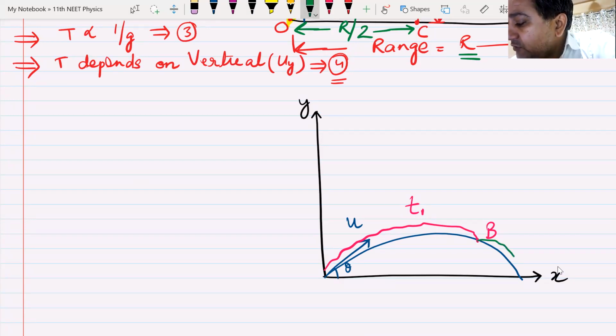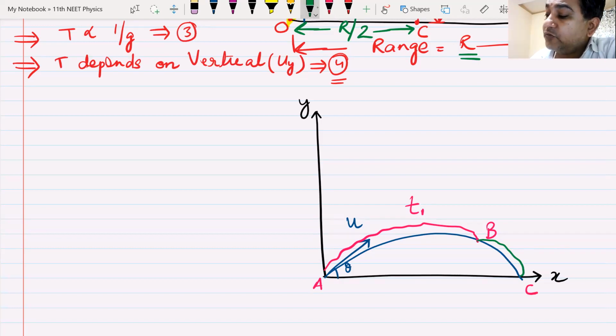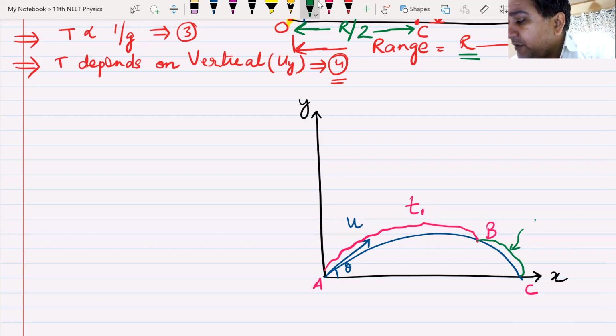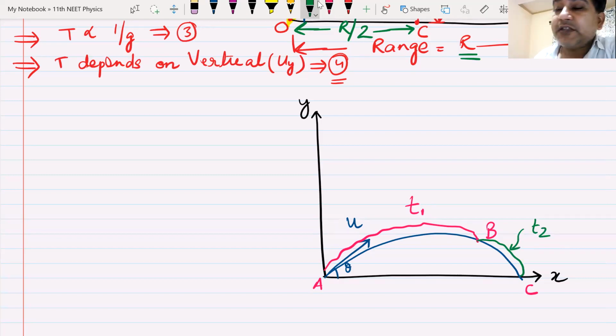And let me call this point A. Let me call this point C. Time it takes to go from A to B is T1. Time it takes to go from B to C is T2. Can you tell me what T1 plus T2 will be equal to from this diagram? Important note.